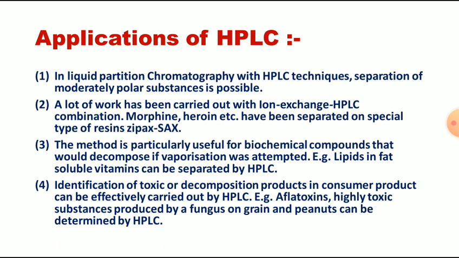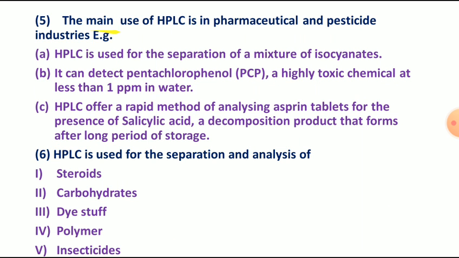Now we will see the fifth application. The main use of HPLC is in the pharmaceutical and pesticide industries. Examples: first, HPLC is used for separation of a mixture of isocyanates. Second, it can detect pentachlorophenol, that is PCP, a highly toxic chemical, at less than 1 ppm in water. Third, HPLC offers a rapid method of analyzing aspirin tablets for the presence of salicylic acid, a decomposition product that forms after a long period of storage.